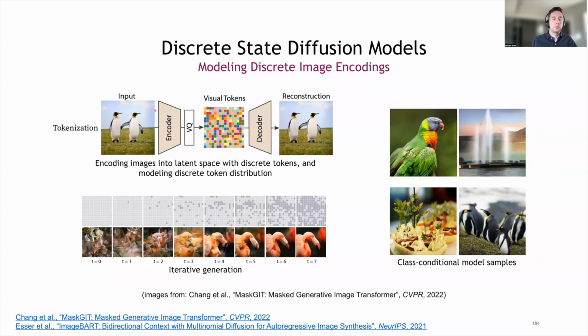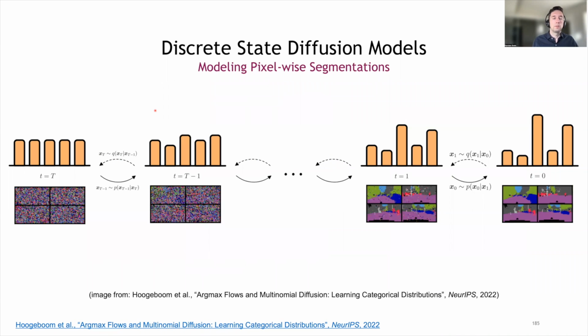Another application is to use this in a discrete latent space. So in this work, for instance, images are encoded using vector quantization techniques into visual tokens in a discrete latent space. And then we can use discrete diffusion models and similar techniques to model the distribution over these visual tokens. This is also something one can do. One can also use discrete state diffusion models to generate segmentation maps, which are also categorical distributions in pixel space.